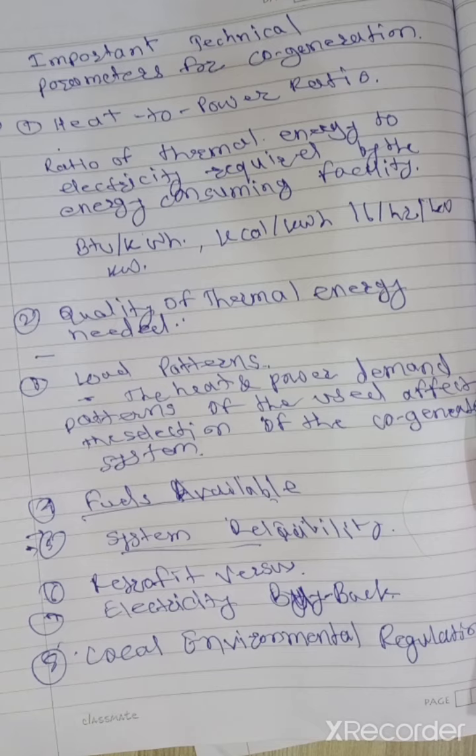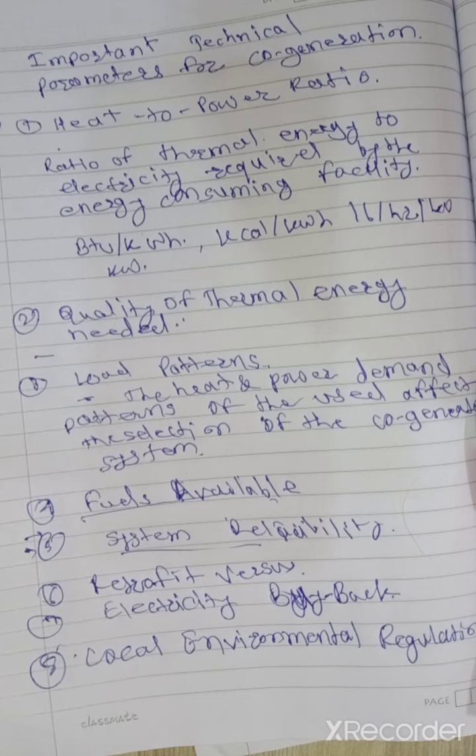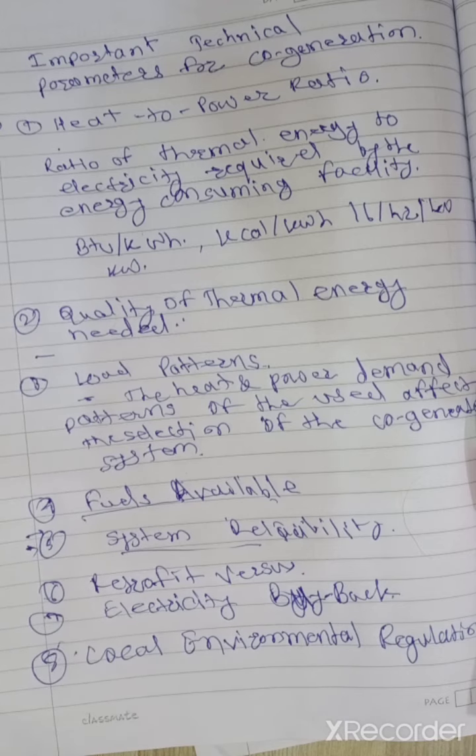Next, quality of thermal energy needed. The quality of thermal energy needed also determines the type of cogeneration system, right. For a sugar mill, the thermal energy is about 120 degrees, and for a cement factory it is 1450. Then load pattern, then fuels available. The fuels availability, some potential fuel available, and then system reliability.